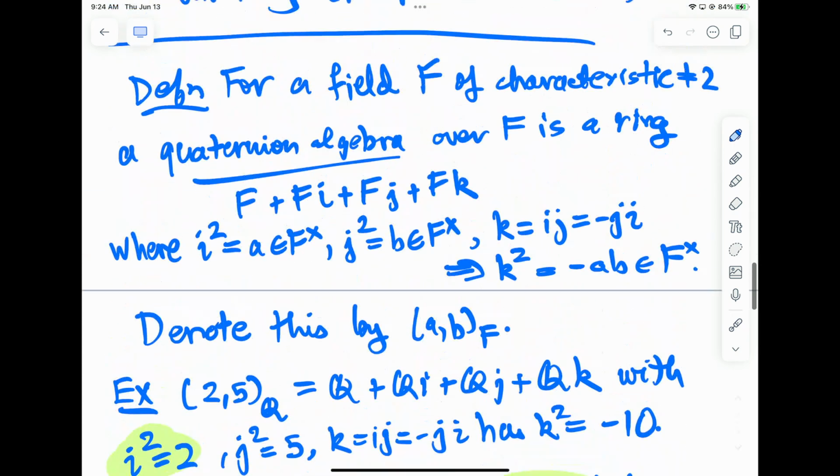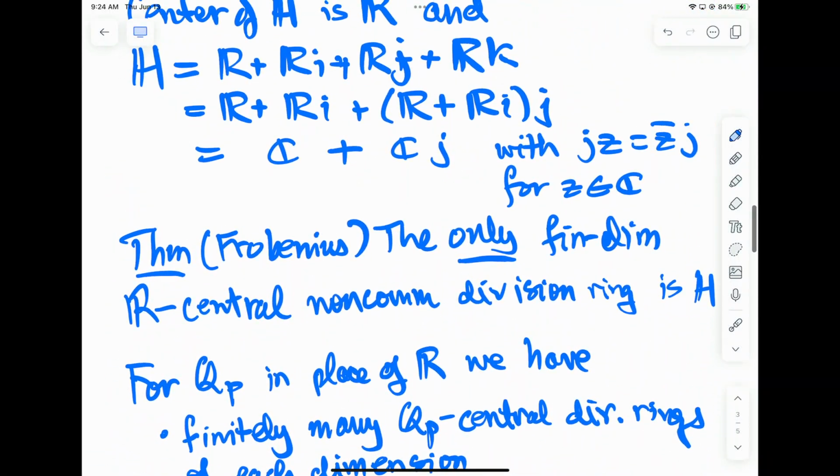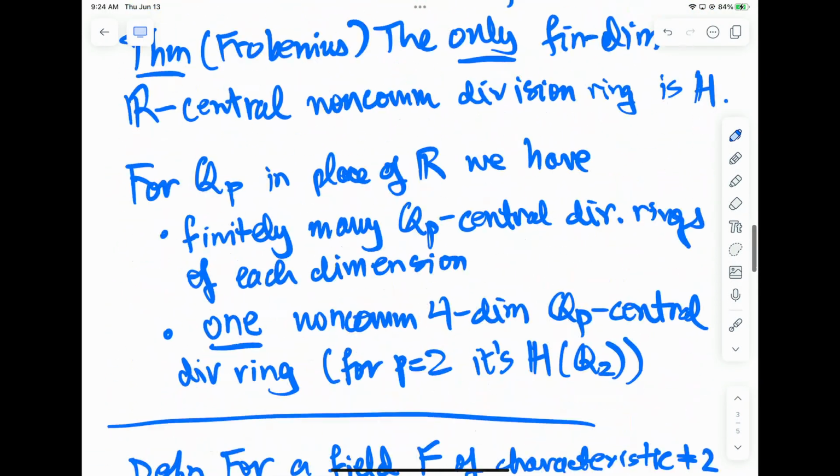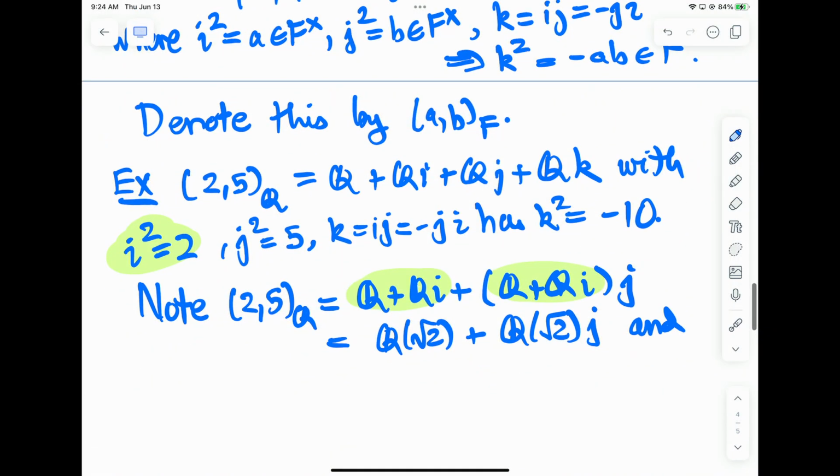And just as before, when I said jz is z bar j, here we have j alpha is alpha bar j for all alpha in the field Q root 2. Alpha bar is the conjugate element, x plus y root 2 goes to x minus y root 2. So you can move elements in Q root 2 to the other side of j by conjugating them. Now, I just presented you a ring. It is not at all obvious that this is going to be a division ring.